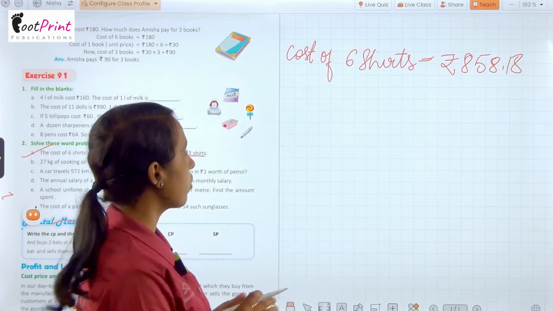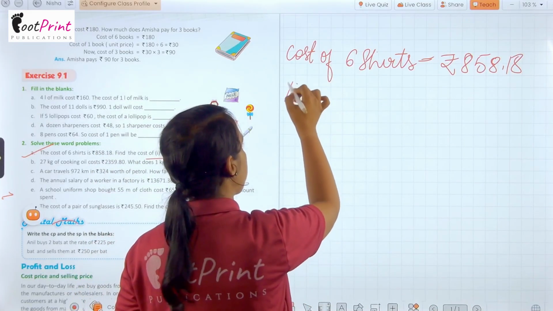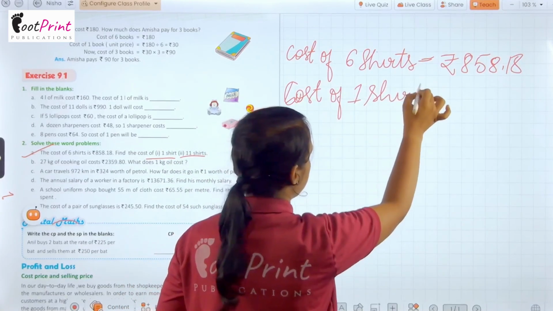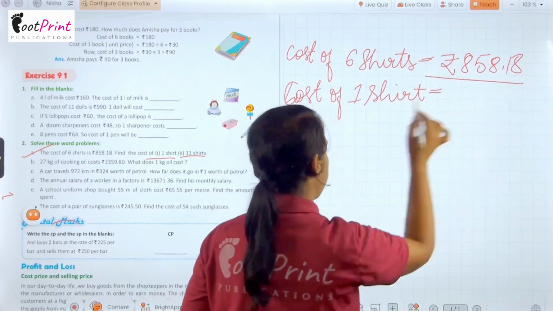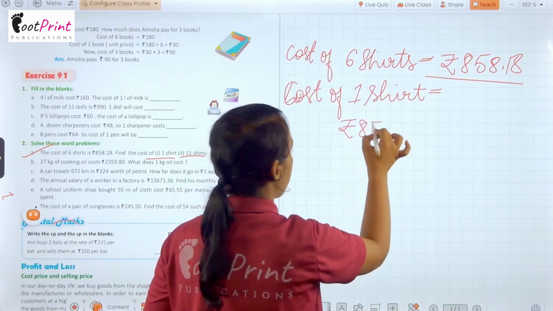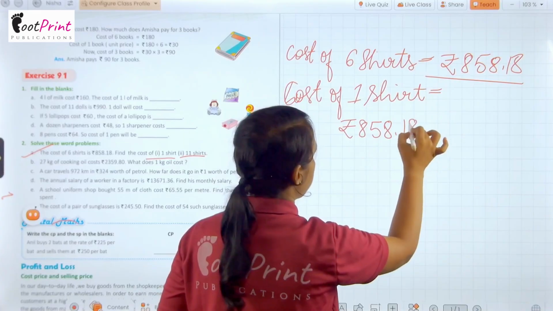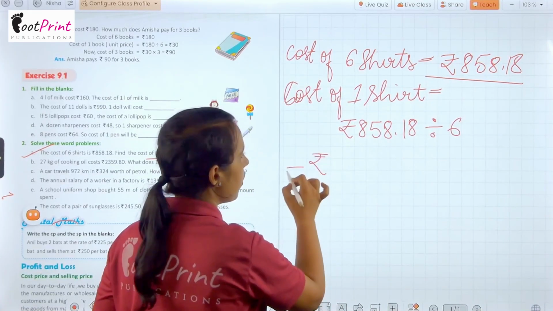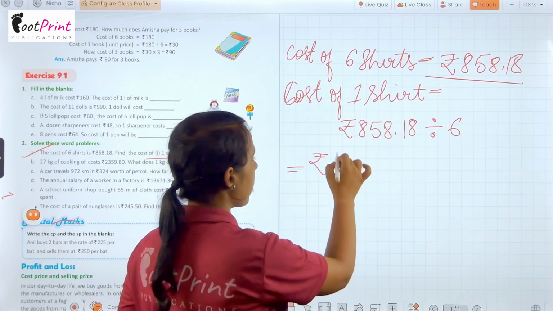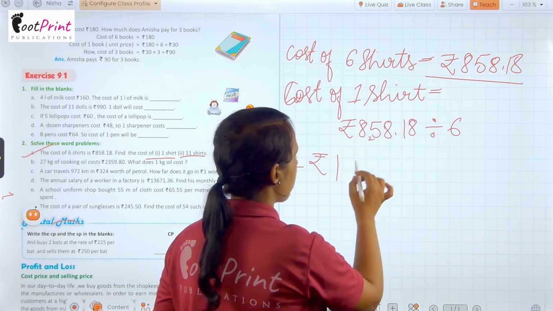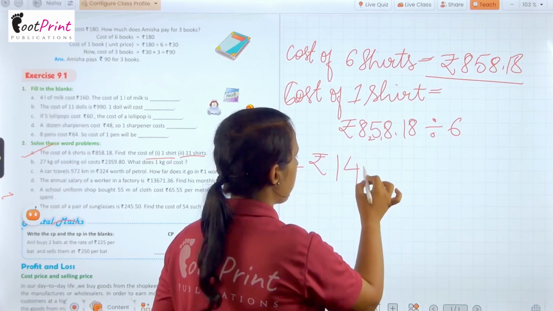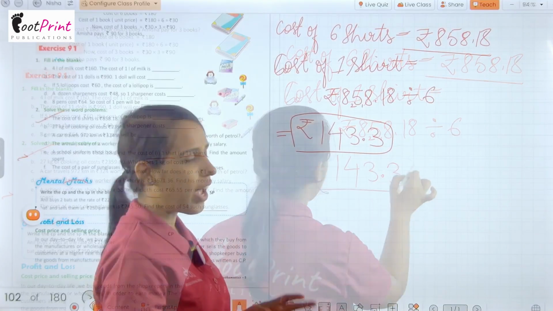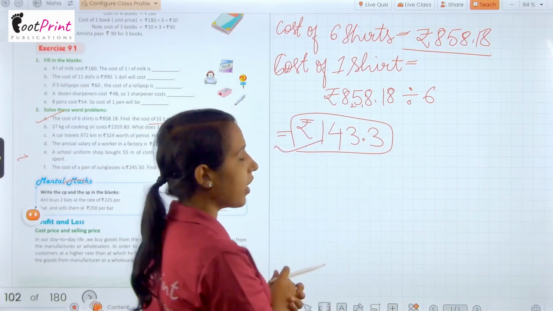Now we have to find out the cost of one shirt. So here we write cost of one shirt. As we know, we have to find out one shirt, so we will divide the rupees here. So 858 rupees 18 paise divided by 6. And after dividing, we get the answer here. Let's see, 6 1s are 6, and remaining is 2 here. 6 4s are 24, 1 is remaining. 6 3s are 18. Now we have the decimal, and then 6 3s are 18. So we have the answer 143.3 rupees.